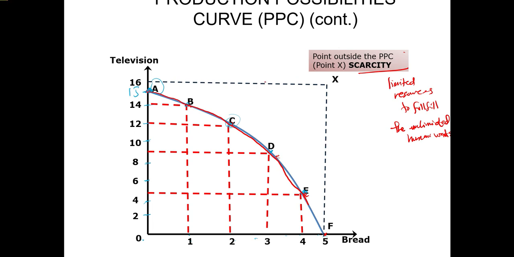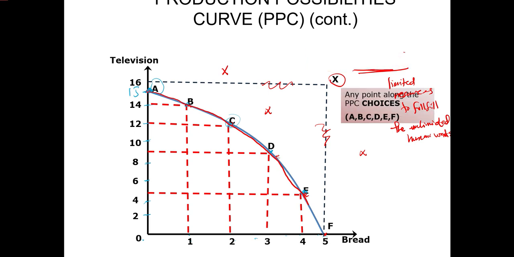That's why any point outside the PPC, saya letak kat sini. Garis putus-putusnya tak perlu pun sebenarnya. Kalau saya letak kat sini pun X, kat sini pun X, kat sini pun X. As long as it's outside the curve, kita akan namakan dia sebagai scarcity. This is how point scarcity is being illustrated. Any point outside the PPC is considered as scarcity.